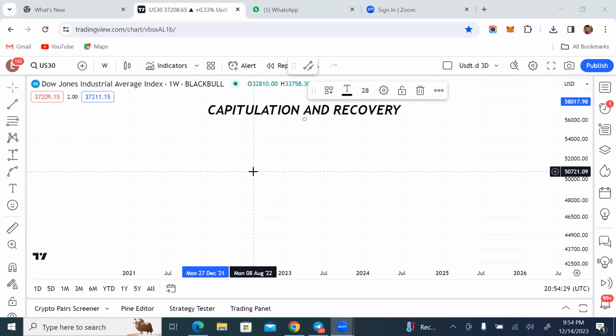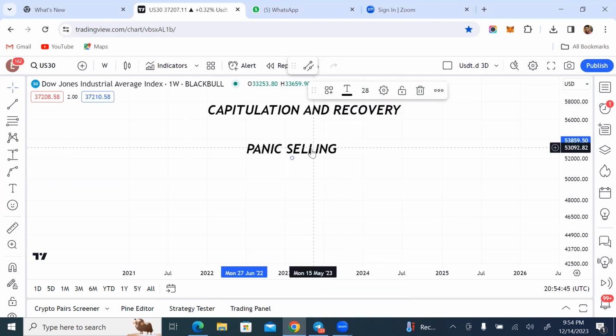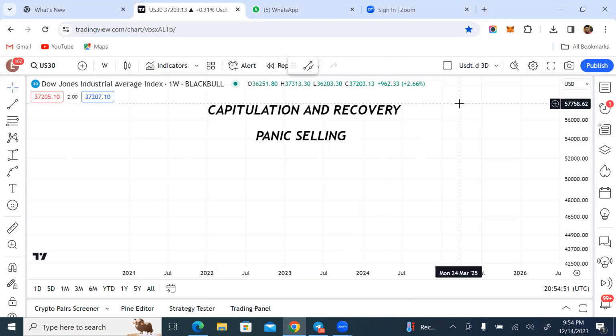It connotes that there's an amount of panic selling. Let me write that down. Panic selling. People are scared. There's panic selling in the market. Now, when you see that there's panic selling in the market, you rest assured that a recovery is about to take place. So that's when you are supposed to start buying.